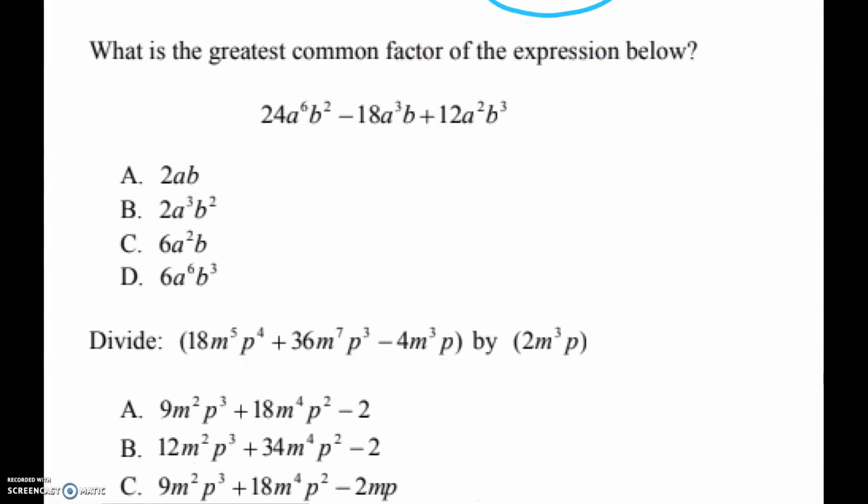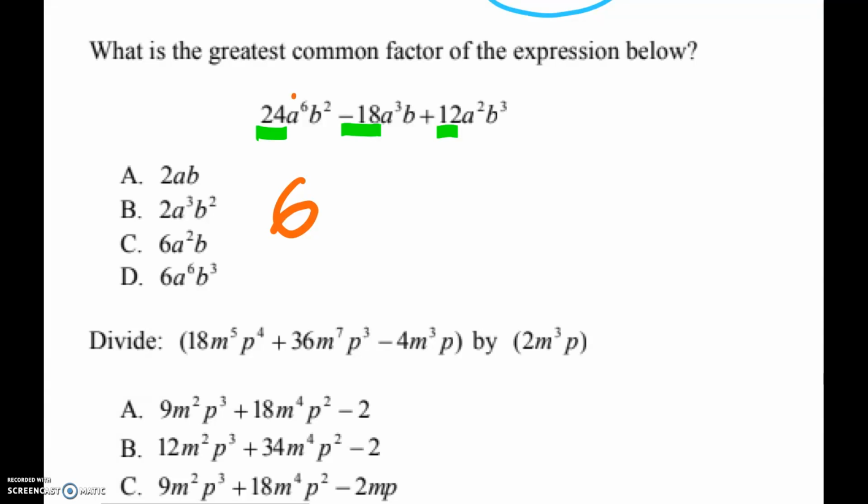What is the greatest common factor of the expression below? All right, now look at the coefficients first. I observe that 24, negative 18, 12, they are all even numbers. They're all divisible by 2, but at the same time, they are all divisible by 6. 6 times 4 is 24, 6 times 3 is 18, 6 times 2 is 12. So 6 is the greatest common factor.